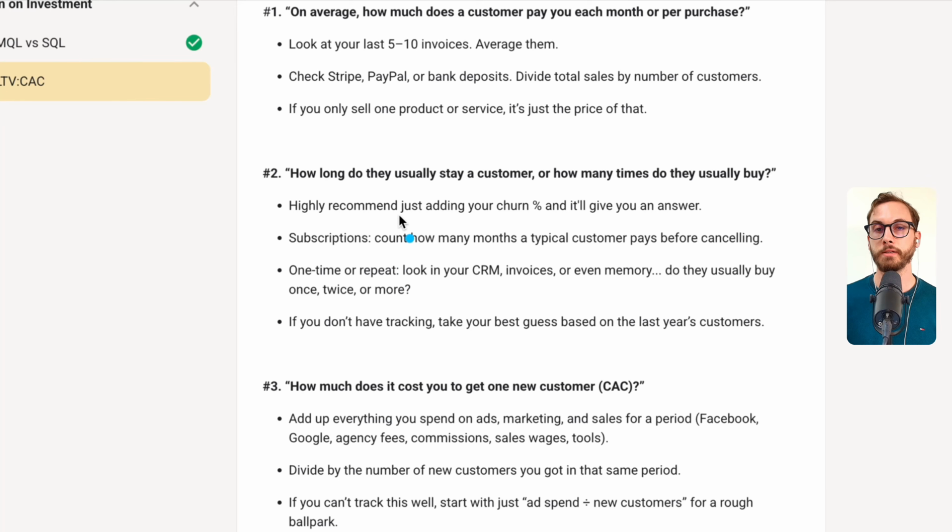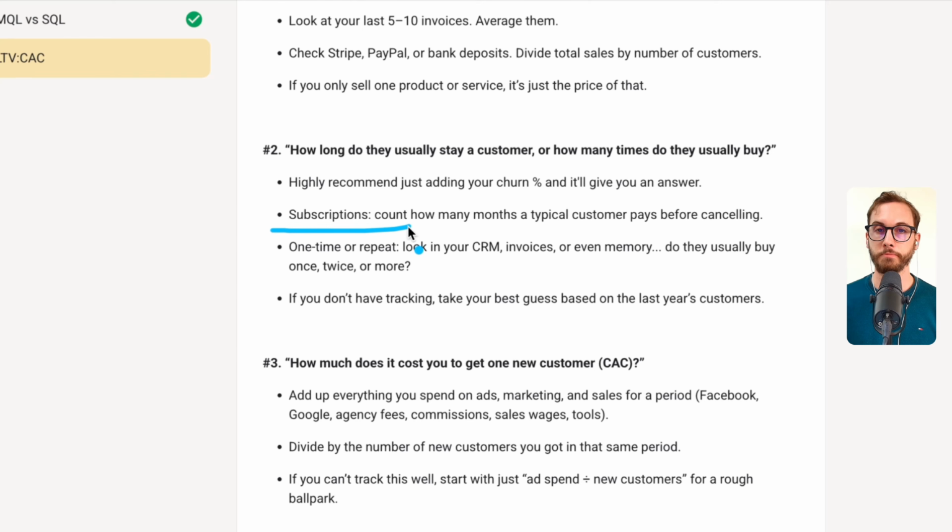It's highly recommended to add your churn percentage if you know it. If you've got a Stripe account and you look at your monthly churn, you can put in your monthly churn and tell it it's your monthly churn. Don't just say churn is this percent. Tell it monthly or annual churn, or subscriber churn versus this churn. It'll work backwards and give you a number.